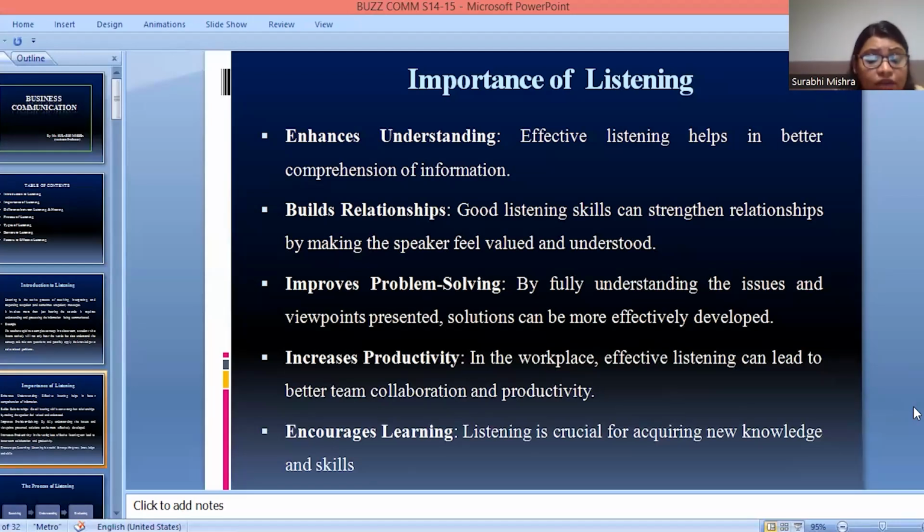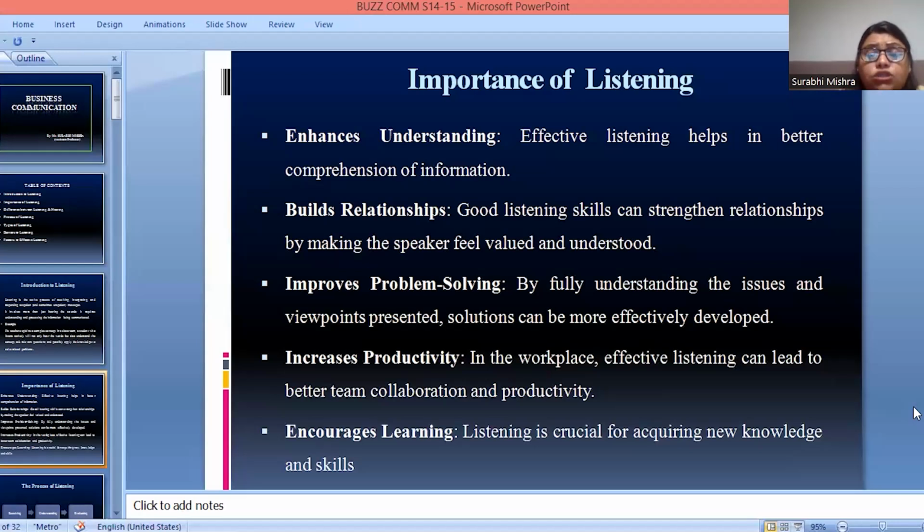In the workplace, effective listening can lead to better team collaboration and productivity. If you are getting instructions from the top level of the management, from your bosses, you must make sure that you are listening to them very consciously, to each and every key point, so that you perform those assigned tasks with very good energy and good results, without hampering any resources, without wasting any time. So it also increases our productivity.